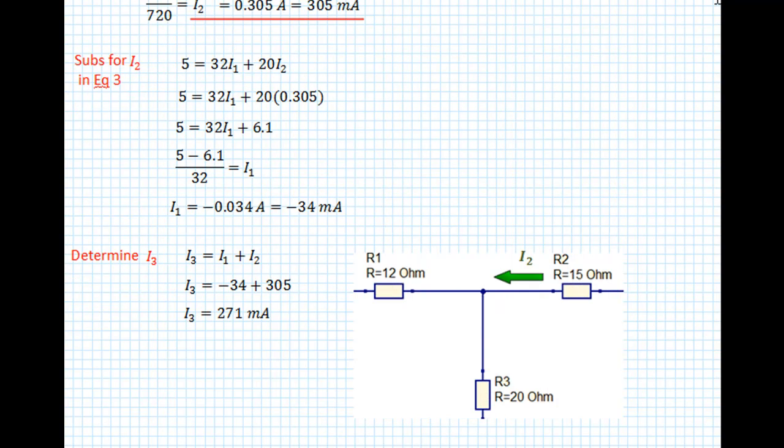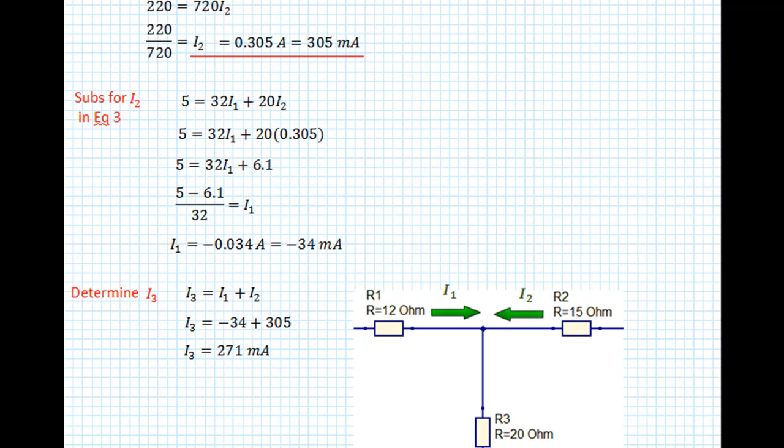In our original diagram we'd assumed that I2 was flowing in this direction, and because we've got a positive value that was a correct choice. In our original diagram we'd assumed that I1 was flowing in this direction, but as we've got a negative value, then in actual fact that was incorrect. In actual fact I1 is flowing towards the V1 power supply and not away from it. That just leaves us with I3. In the original diagram we'd assumed that I3 was flowing down, and in actual fact that's correct because the value is positive, so we've actually got 271 milliamps flowing down. Okay, so that's that problem solved.